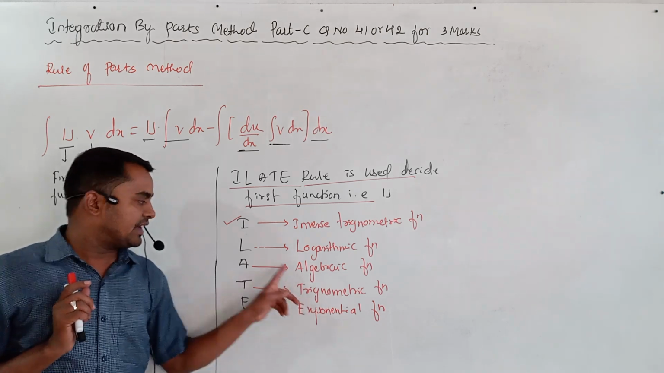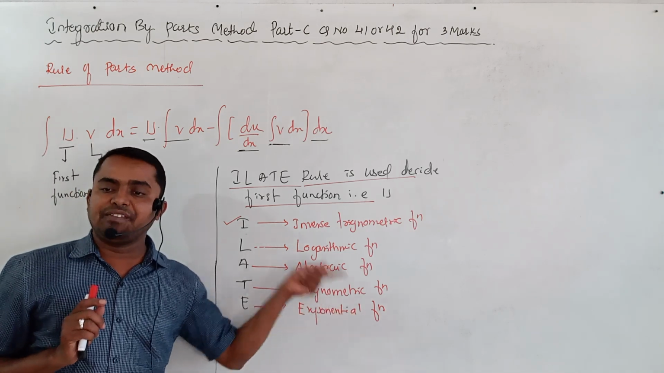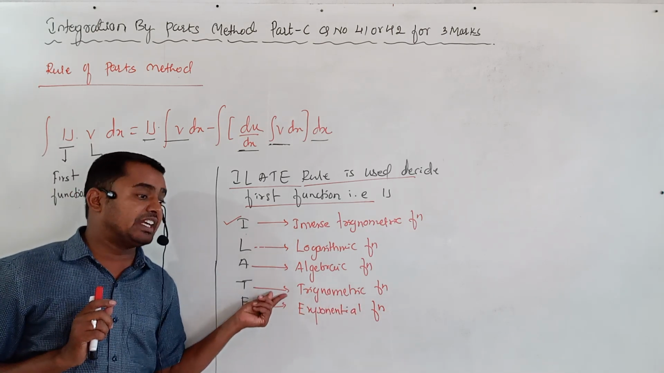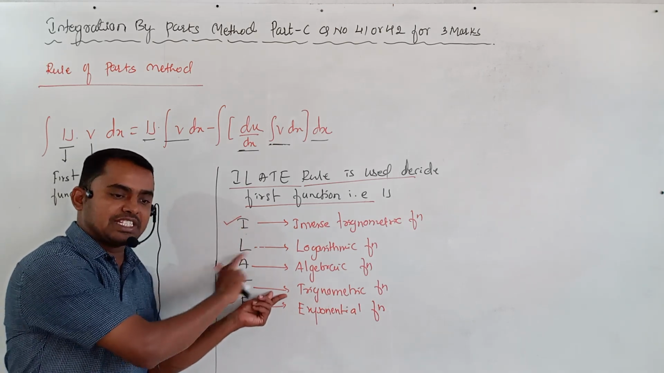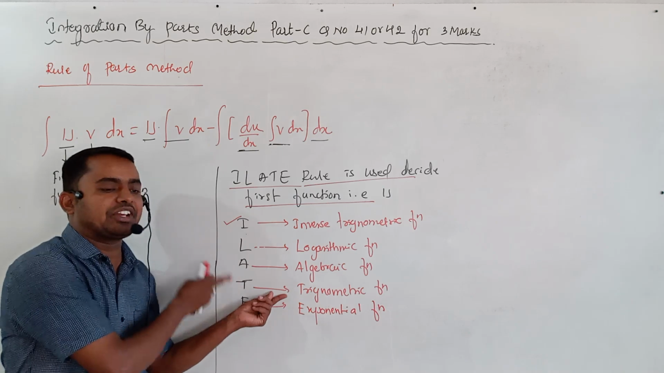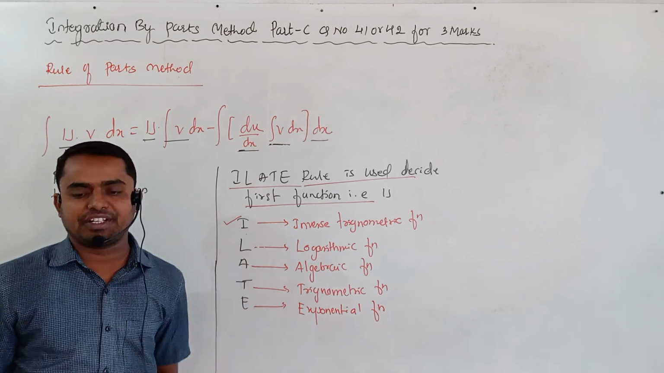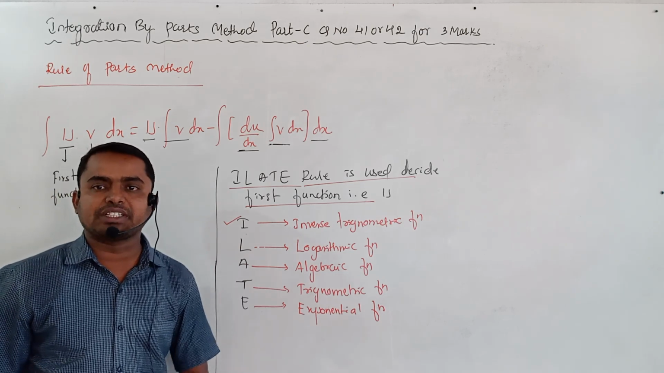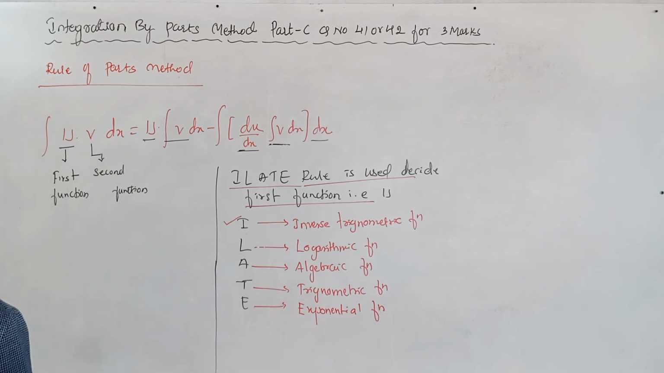If it is also not there, then go for the next priority, the trigonometric function. If you find a trigonometric function in the given integral, and inverse trigonometry, logarithm and algebra are not there, then take the trigonometric function as u. And the last priority is the exponential function. In this way we decide u and v. Any doubts in this?